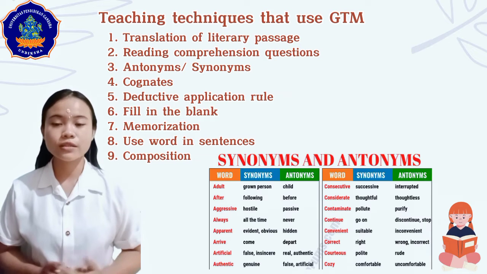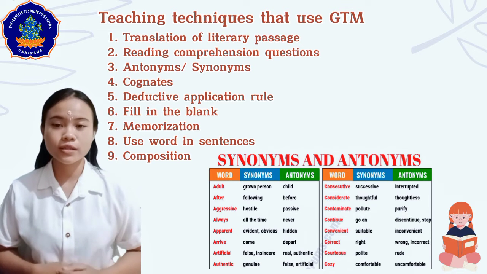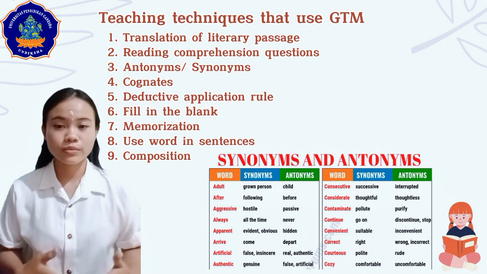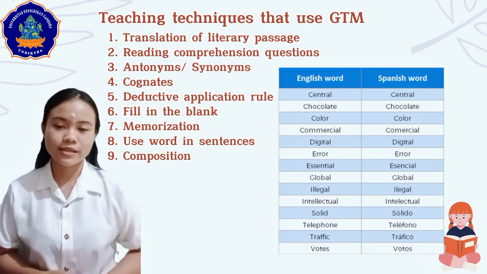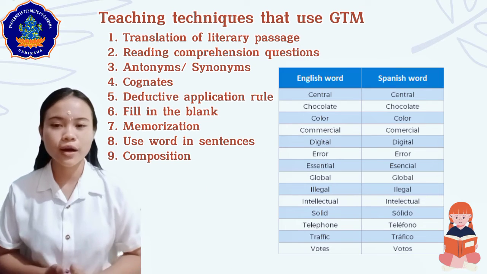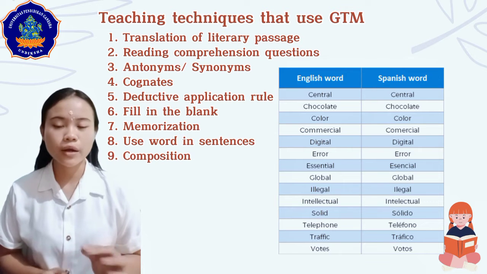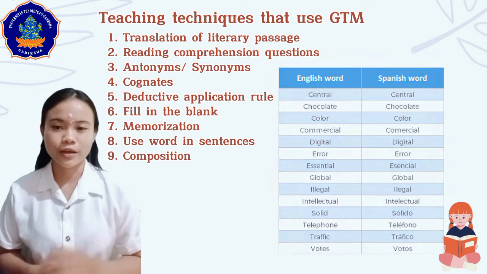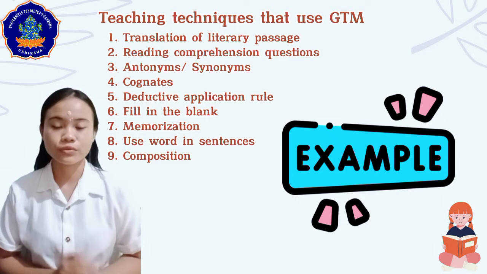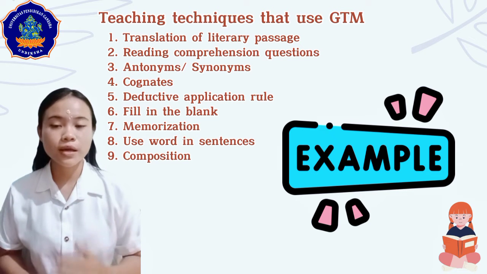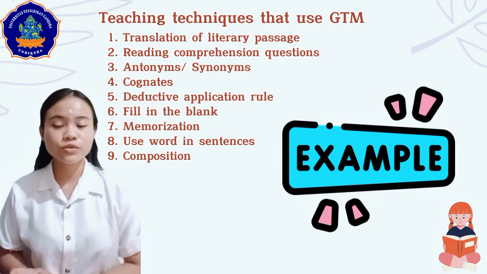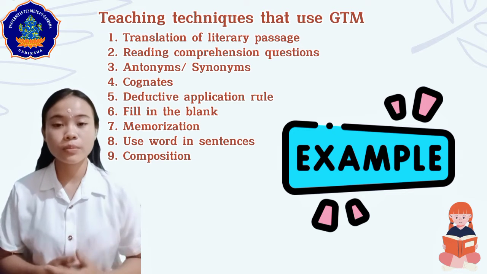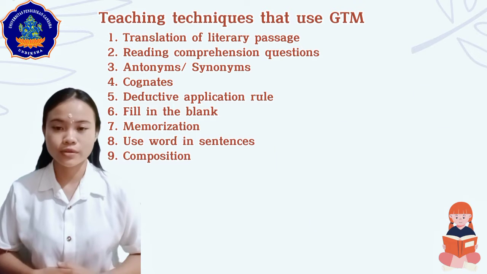Number 3 is antonym or synonym. In this technique, the students will be given a list of words, then they have to find the antonyms or synonyms of the words. Number 4 is cognate. So students are required to find similar spellings or sound patterns from the target language to the mother language. Number 5 is deductive application of rule. The teacher explains the grammar rules and gives the examples. Then, after students understand, they are asked to apply it to their own examples.